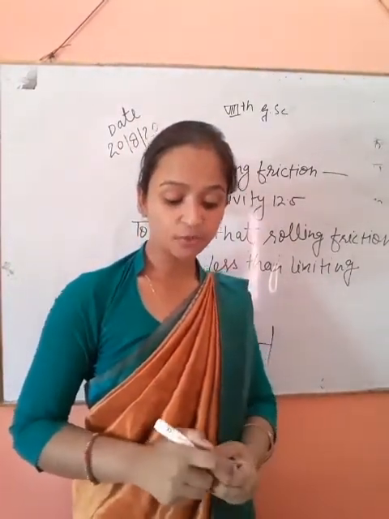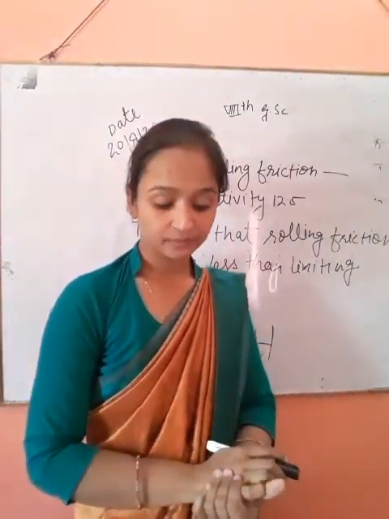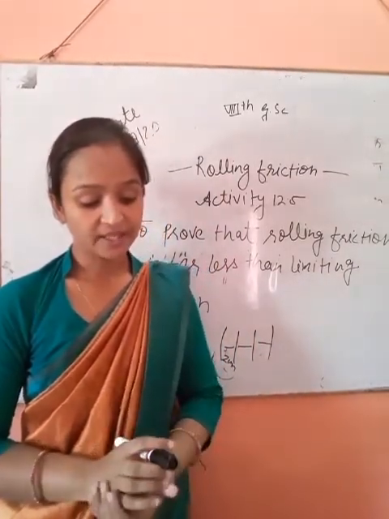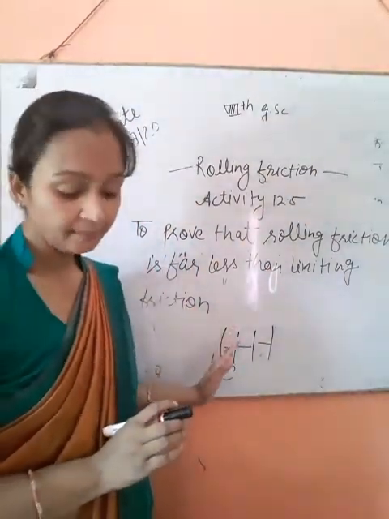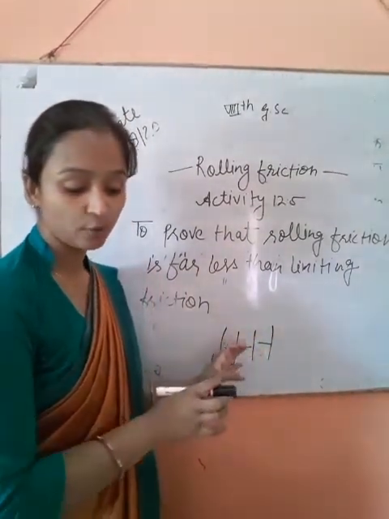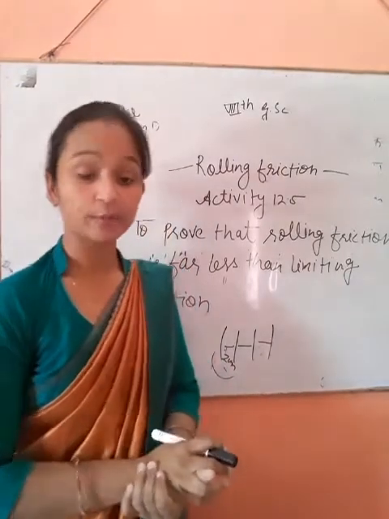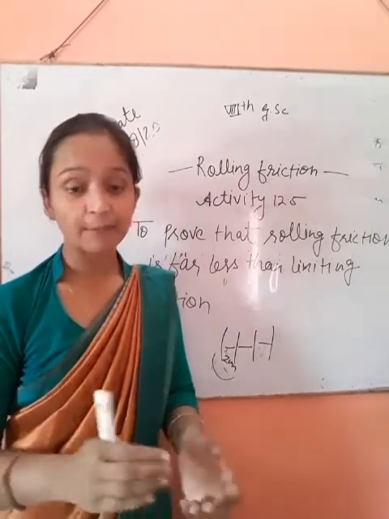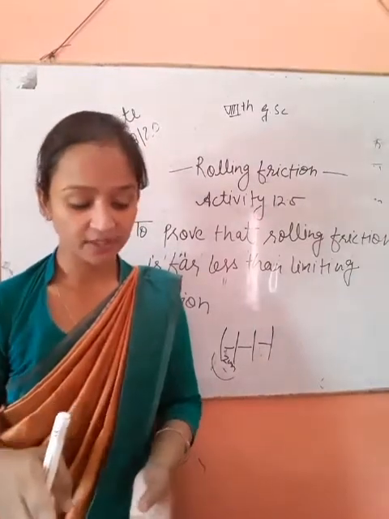Over the pencils place the wooden block in such a way that when force is applied on it, the pencils under it roll in the direction of the applied force. Then attach the hook of the spring balance to the wooden block and gently apply force towards the right till the wooden block just starts sliding over the pencils.